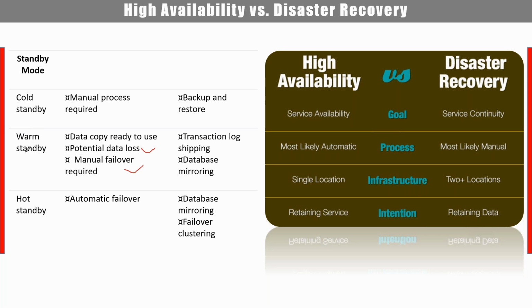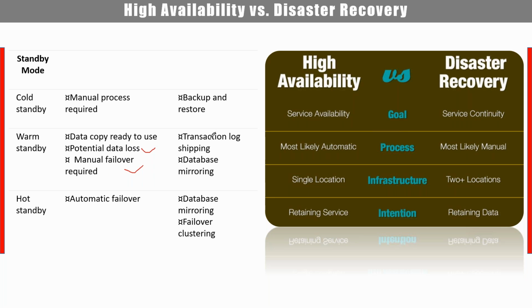When you go for warm standby, don't get confused, sir. I'm just providing additional stuff; no one will ask you what is cold, what is warm, what is hot. But try to understand: cold is a manual process, completely using backup and restore. With warm standby, the data copy is ready to use, but there is potentially data loss because the failover is manual, not automatic.